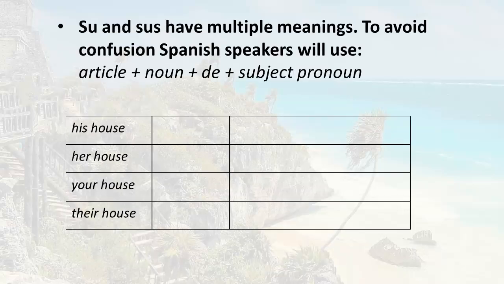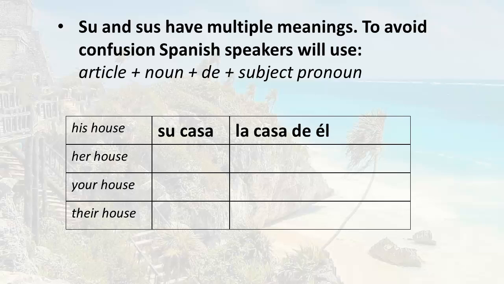There is a technique that we use in Spanish to avoid the confusion. So we'll use this little formula: article, noun, plus de, and subject pronoun, to be very specific about the meaning. For example, if you want to say his house, I would say, well, su casa, but su casa is ambiguous. To clarify and make this very precise and exact, we use this formula. So if I want to say his house, I would say la casa de él, and that will have no confusion to a native Spanish speaker.